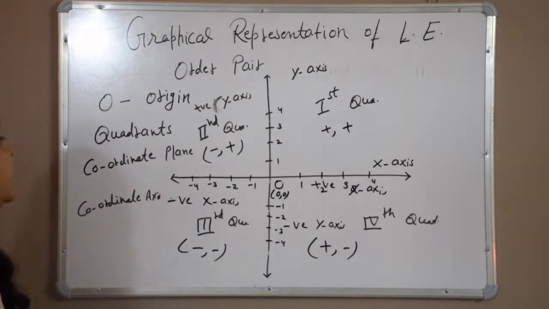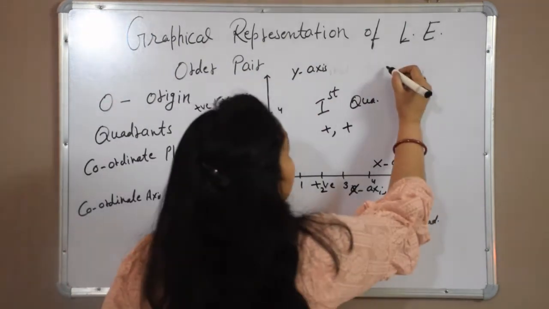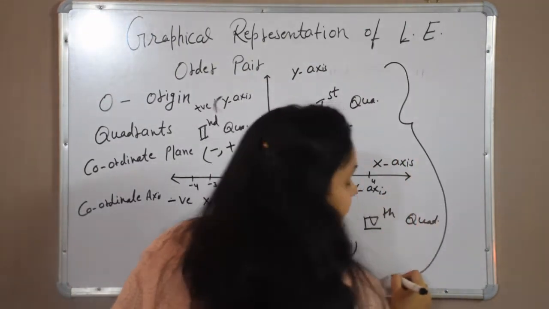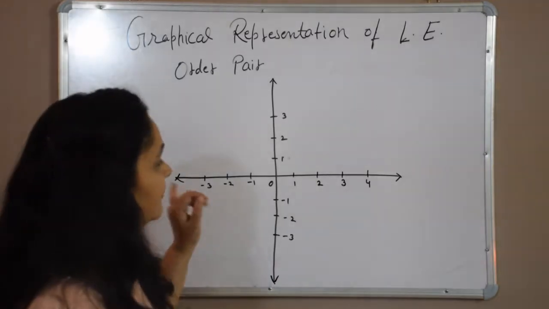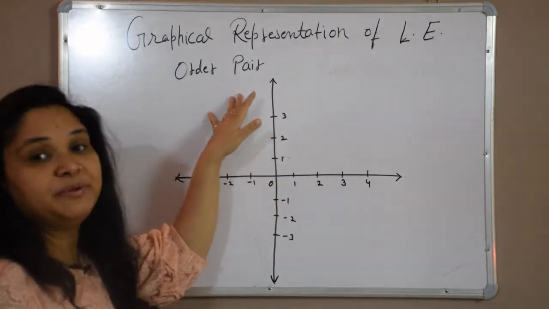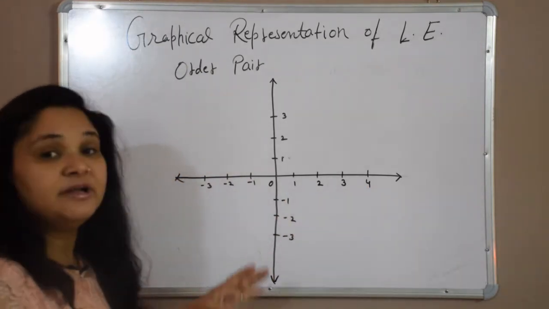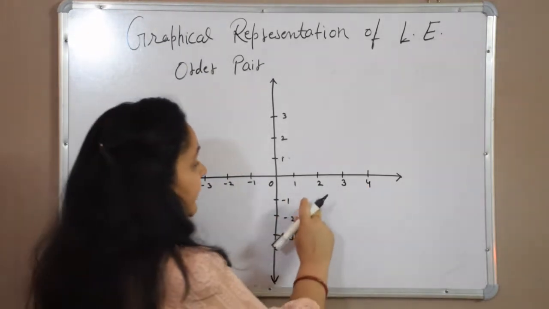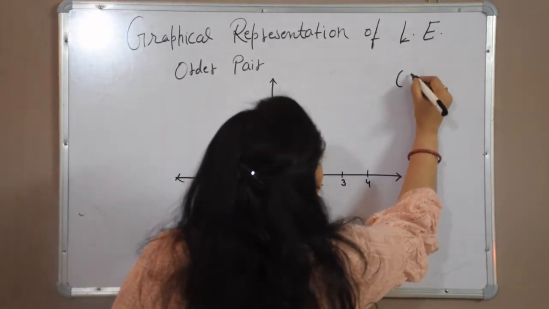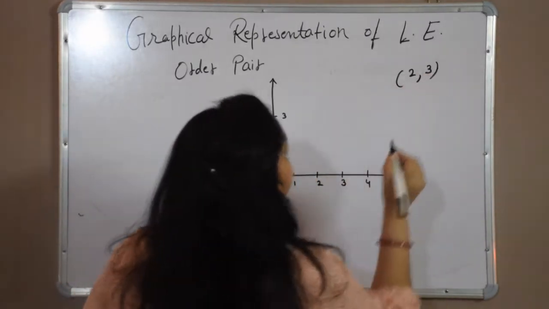Now the most important thing I have to tell you is what is an ordered pair. Now we come to our main part, that is ordered pair. What is an ordered pair? Any point in the Cartesian plane is called an ordered pair. How can we locate the point? See, suppose I have to locate the point (2, 3).